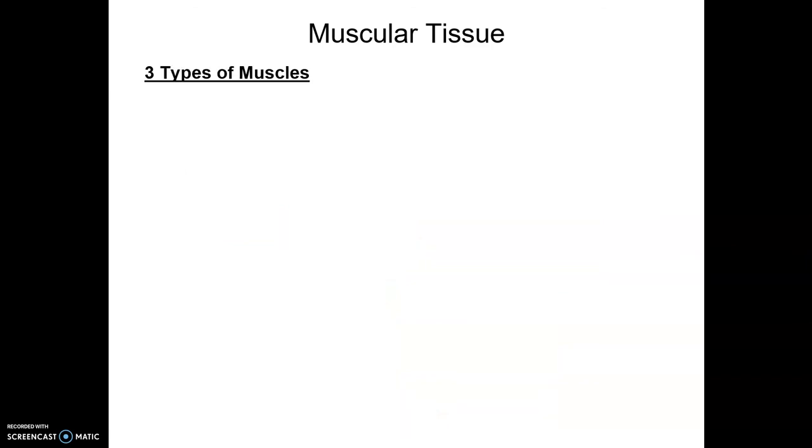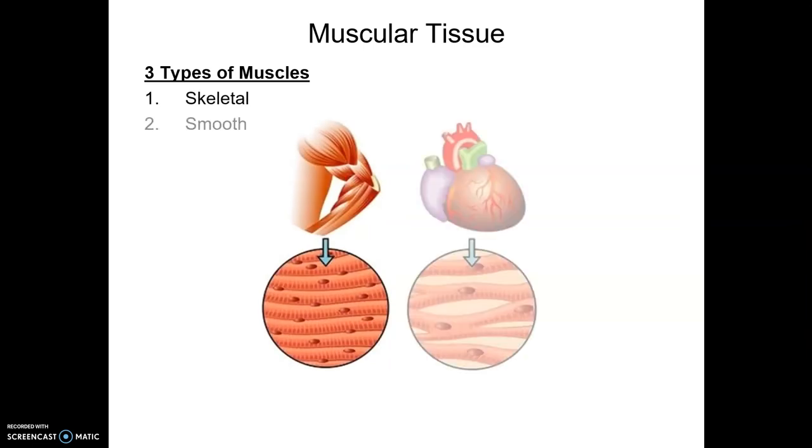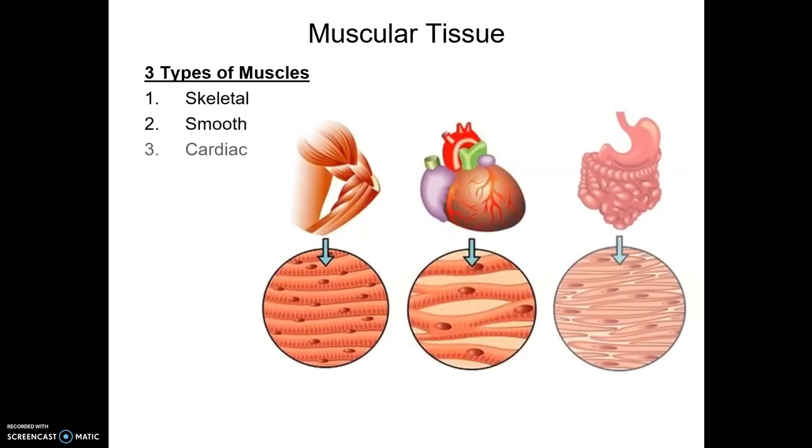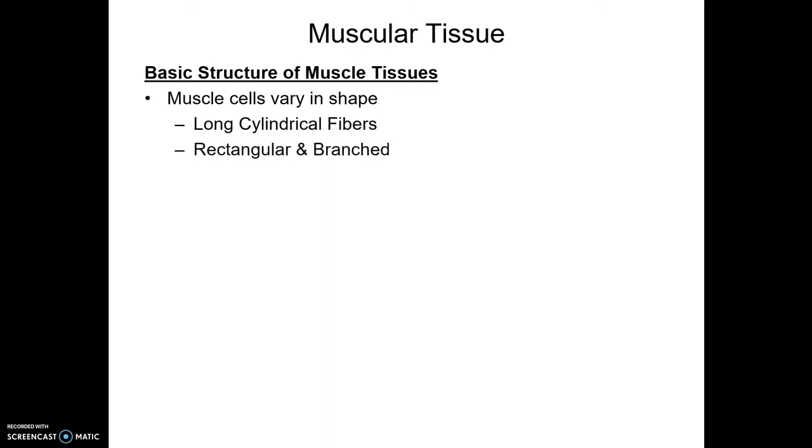There are three types of muscle tissue found in the human body. The first is skeletal muscle, the second is cardiac muscle, and the last is smooth muscle. Each type of muscle tissue has some basic structures. For instance, muscle cells vary in shape for each type of muscle tissue. Skeletal muscle cells are long, cylindrical fibers. Cardiac muscle cells are roughly rectangular and branched. And smooth muscle cells are spindle-shaped, which means they taper at the ends.